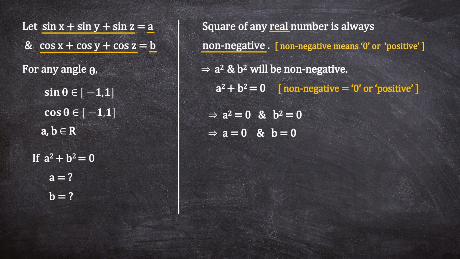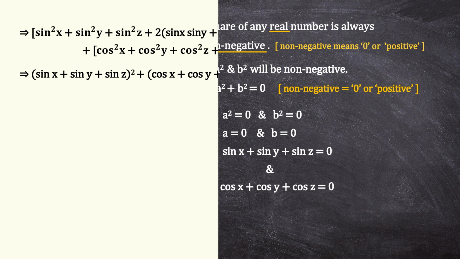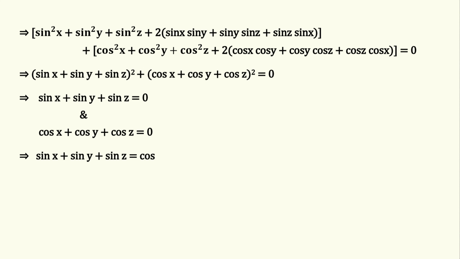Then by putting back the actual values of a and b, we will get sin x plus sin y plus sin z equals 0 and cos x plus cos y plus cos z equals 0. And in this way, we get our final answer.